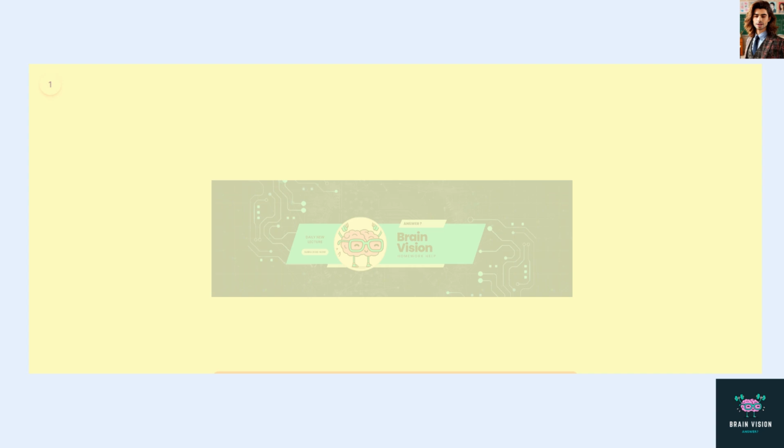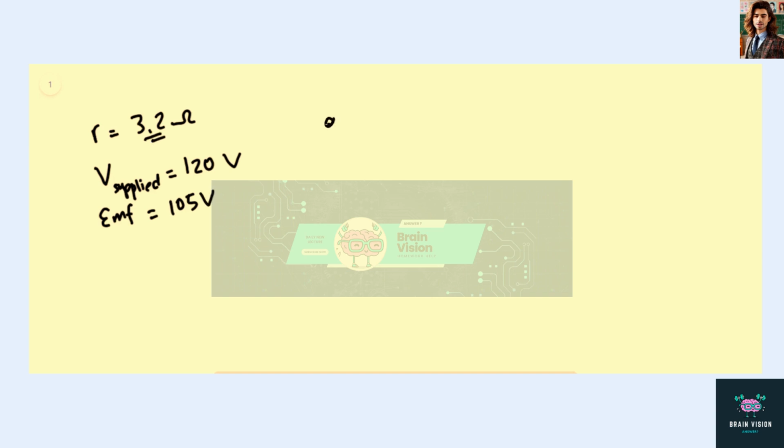We have a DC motor with an internal resistance of 3.2 ohms. This is the internal resistance. And the potential supplied to the motor is 120 volts. However, the EMF in the rotor is 105 volts due to this internal resistance. So in part A, we're trying to calculate the current drawn by the motor. So we're looking at the current here in part A.